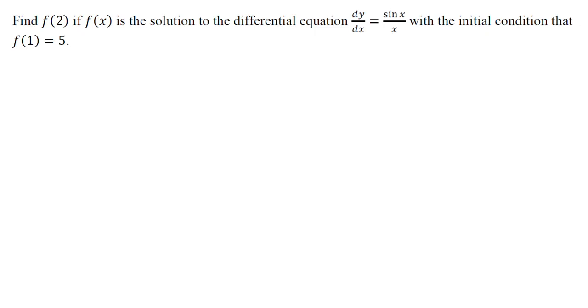So we've got this differential equation, dy/dx is equal to sine x over x. And the initial condition we've got is f of 1 is equal to 5. We want to find f of 2, if f of x is the solution to that differential equation. We did quite a few of these in class where we weren't able to actually find an elementary antiderivative of our function, sine x over x.